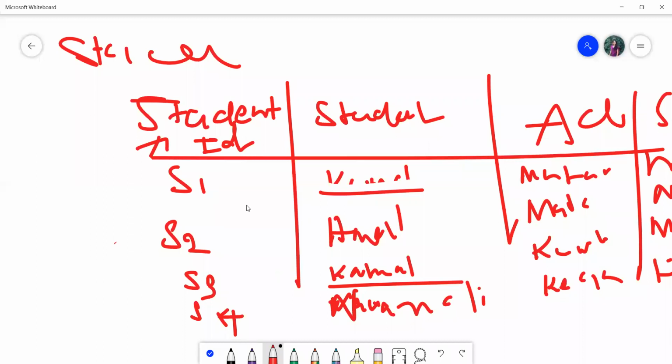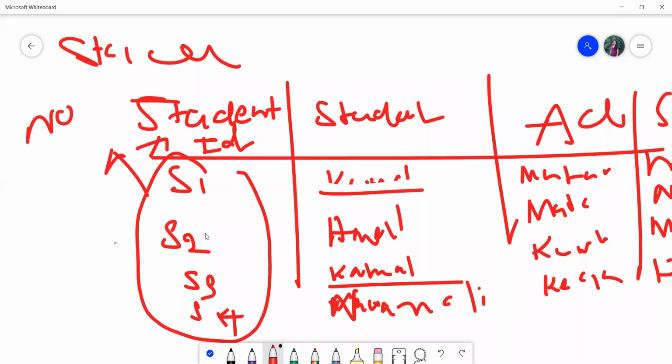So you can see no duplication. This is very important. No duplicate values for the primary key. So S1 belongs only to Kamal. No one else can have this S1 ID. Okay.